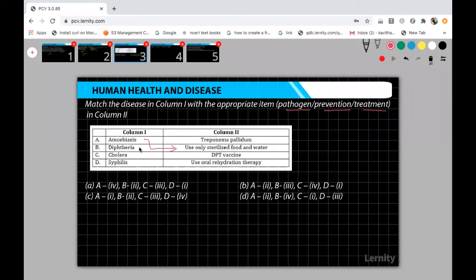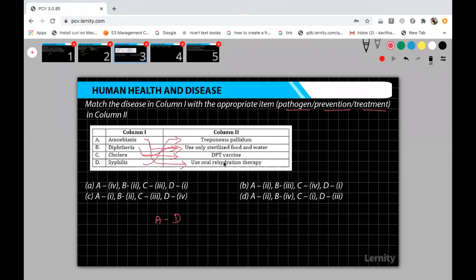Diphtheria, Corynebacterium diphtheriae, so the vaccine that is given is DPT vaccine. So diphtheria, pertussis, tetanus. Cholera. In cholera there will be rice water stool. For amoebiasis you can use oral rehydration therapy, and for cholera you can use only sterilized food and water. Syphilis is a sexually transmitted disease which is caused by Treponema pallidum. So option A is D.